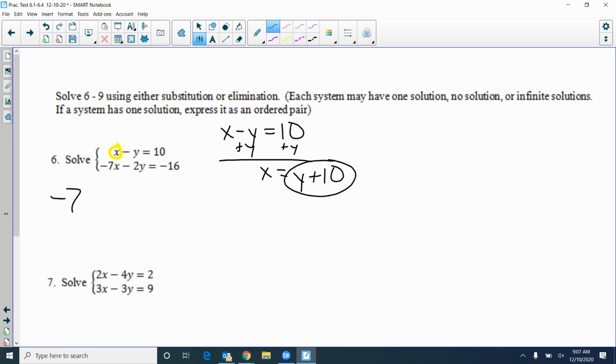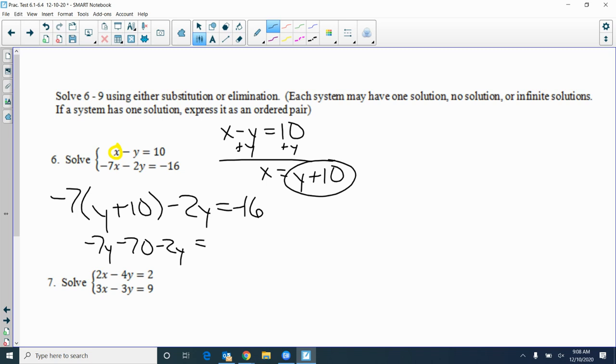So I would not write negative 7x because I just found another version of x, which is that. Good. So again, after I substitute it in, I should just have the same variable. Okay. So I'm going to distribute my negative 7. I got negative 7y minus 70 minus 2y equals negative 16.